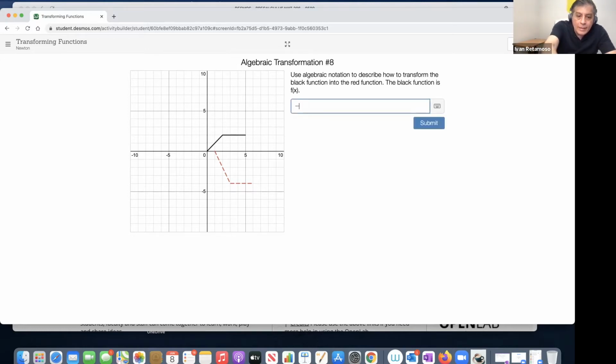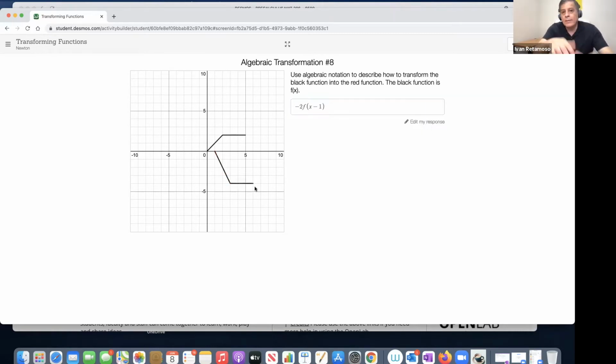-2. And I think the minus is needed because notice this is being reflected, right? And then besides that, there is some vertical stretching. So x -1. And then there is some shift of 1 unit to the right, right? Excellent. It might work, but let's check. Submit. Perfect, perfect. Julie, you made my day.